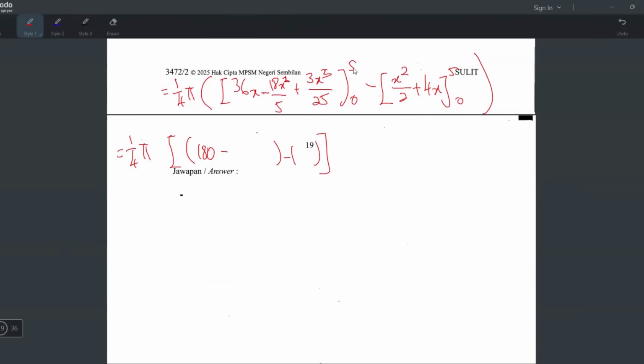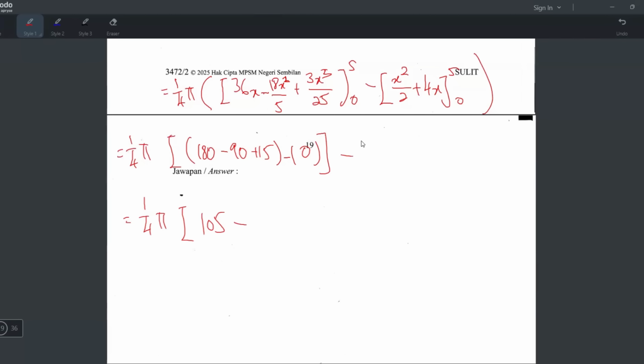Alright, so now sub 5 inside. Okay, sub 5 here. 5 squared is 25. 25 divided by 5 is 5. 5 times 18 is negative 90. And then the last one here, sub 5. 5 power 3, 125. Divide 25 times 3, 15. Yeah, so this is the correct one. And then minus with 0 lah. Okay, the minus one, we leave it for later. Let's solve for this first. 180 minus 90 plus 15. 105. Okay, 105. Okay, now we focus on this.